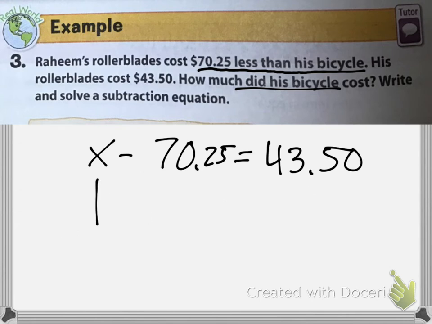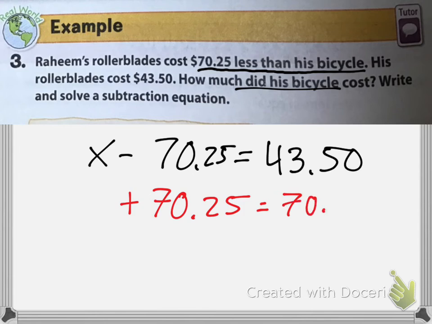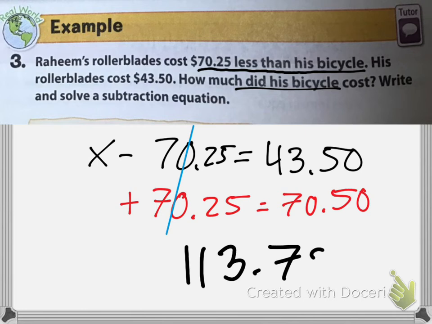So then, Gabriella, how am I going to solve? I'm going to do what? Yes. So I'm going to add that to get rid of it to both sides. I know that your mic is super quiet, but what you got in the chat was correct. So when we add them to both sides, we get a total of 113 and 75 cents. So X is equal to that, which makes sense. His rollerblades cost $43.50, so we know his bike has to cost more.